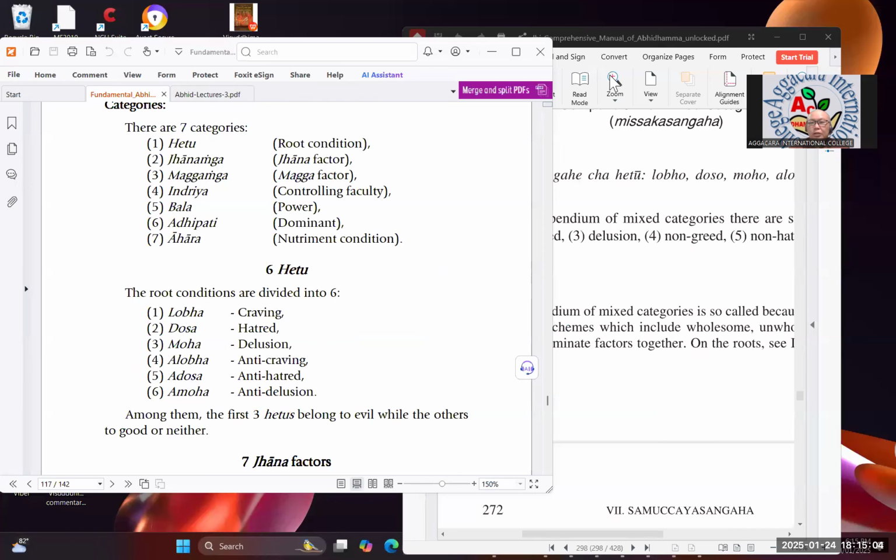Okay. This Compendium, the Manual of Abhidhamma, actually let me change it.